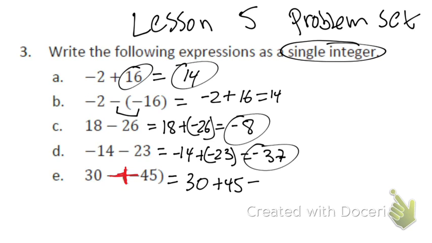And it becomes 30 plus 45 is 75. All right. Let's see.